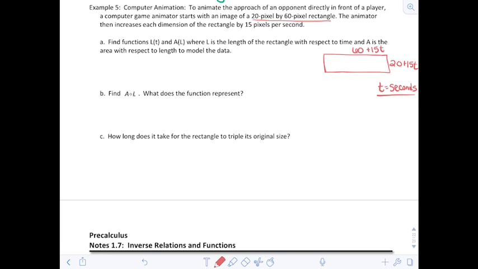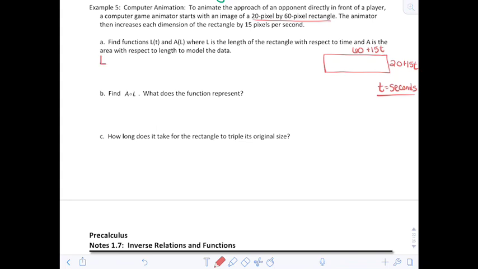Okay, so letter A. So there's what's going on. Letter A, what do they want us to do with this? Find functions L of t and A of L, where L is the length of the rectangle with respect to time. The length of the rectangle with respect to time. So it really doesn't matter which one you use. And A is the area with respect to length to model the data.